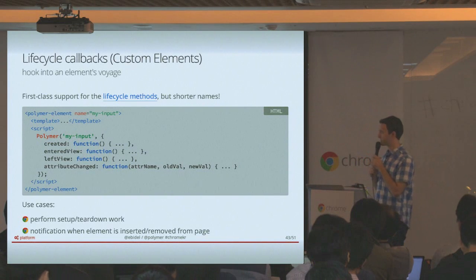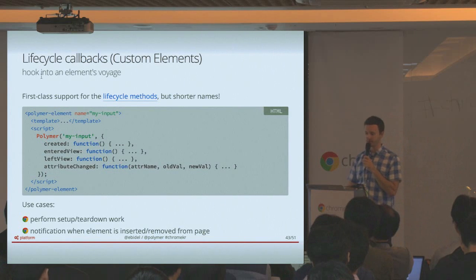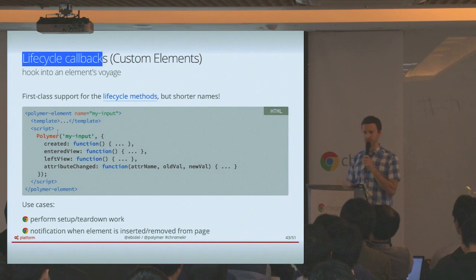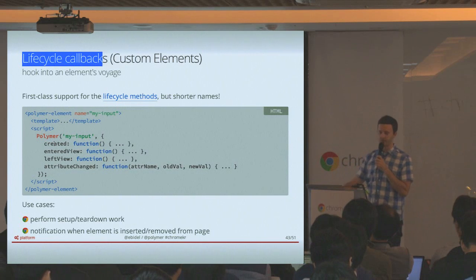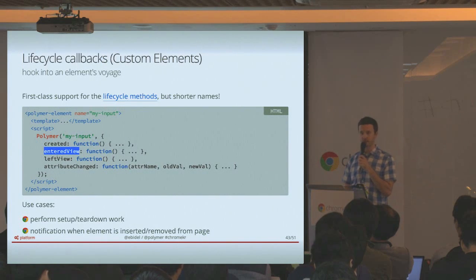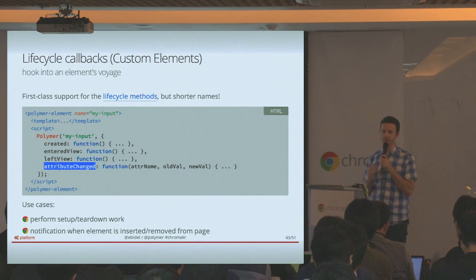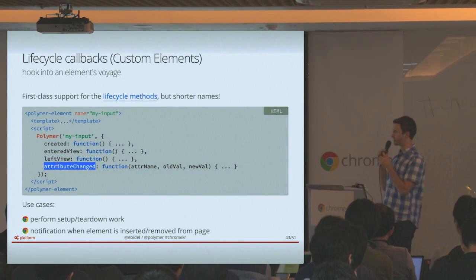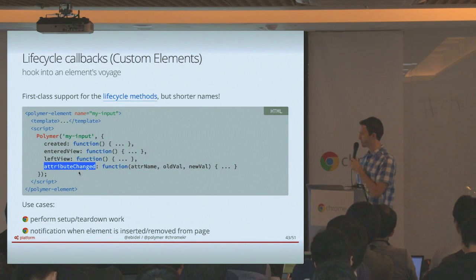A couple of things on this. The first is that custom elements have the notion of lifecycle callbacks. These are methods that you can implement on an element that basically give you notifications of when it's created, when it's inserted into the page, when it leaves the DOM, and also when an attribute changes. So you get to know what happens on your element. And Polymer has first-class support for this stuff because, again, at its fundamental level, everything is built from the web platform.